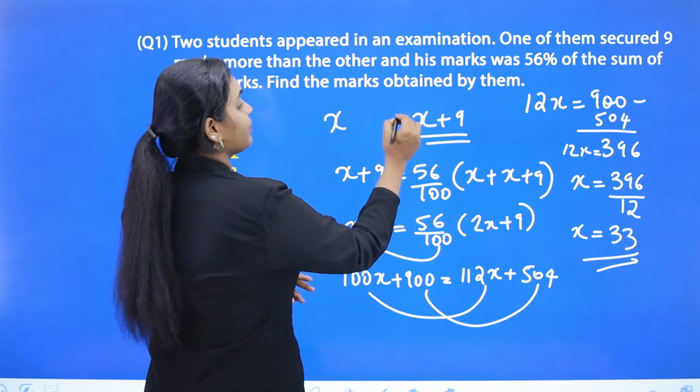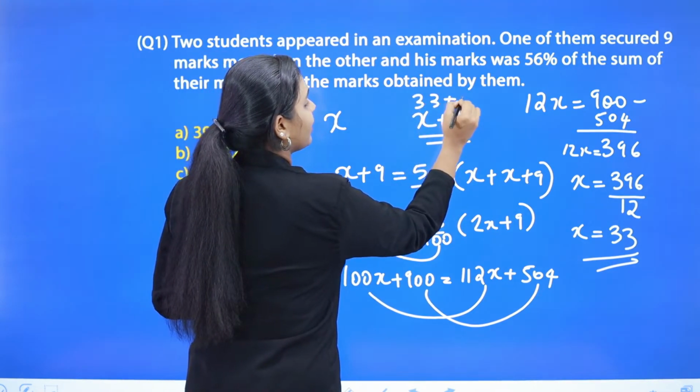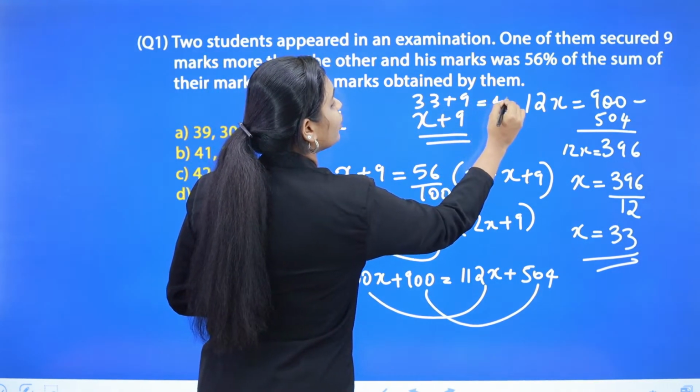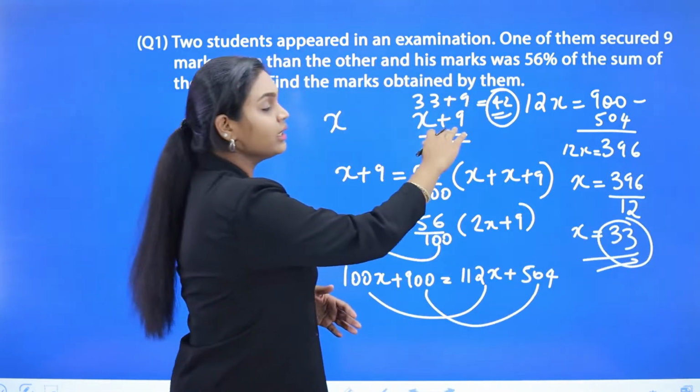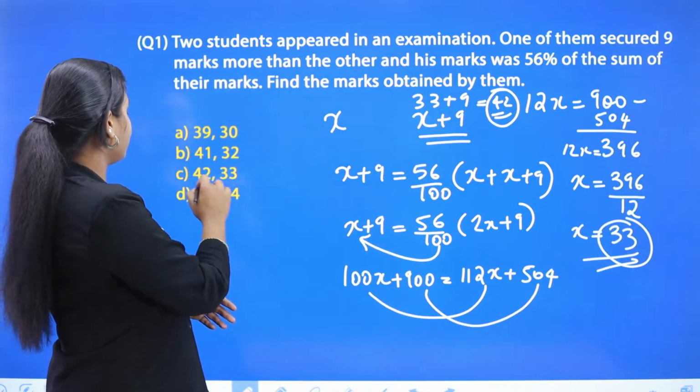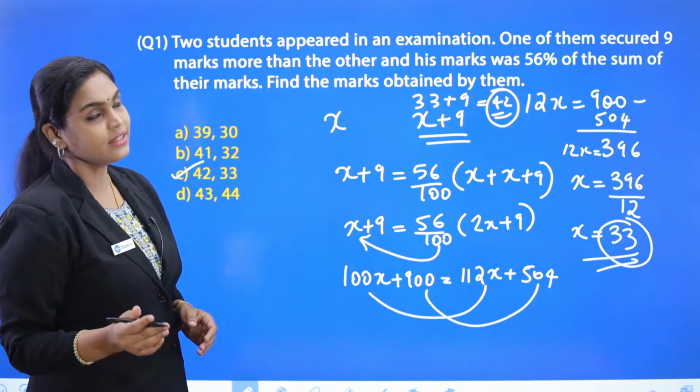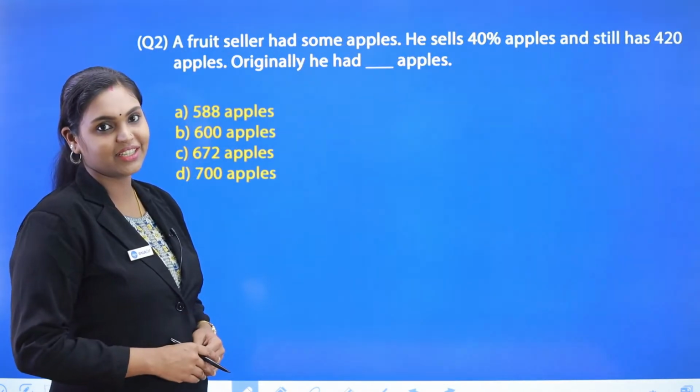So what will be x plus 9? 33 plus 9. That is 42 we will get. So these are the two marks, 33 and 42. So which is the right option? Option C is the right one. Now let's discuss another question.